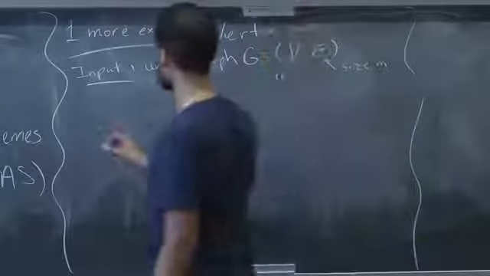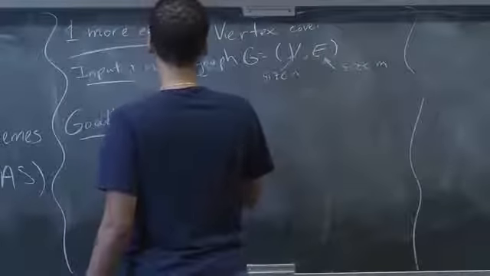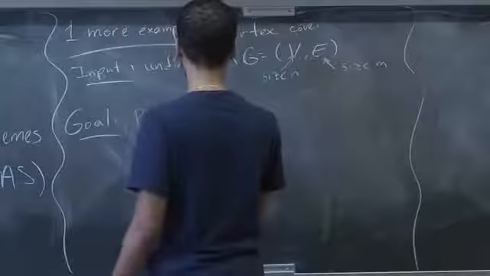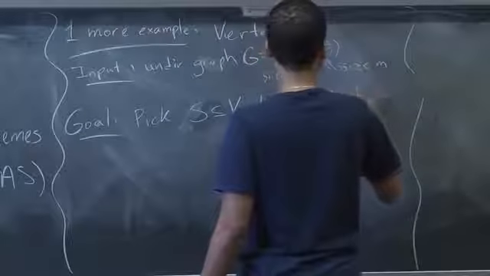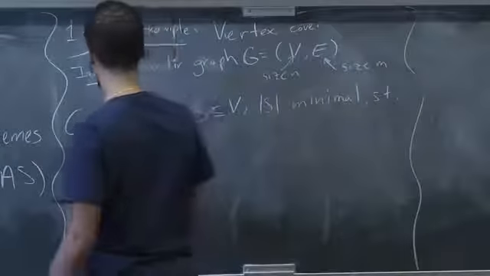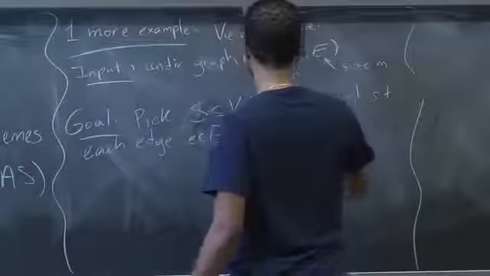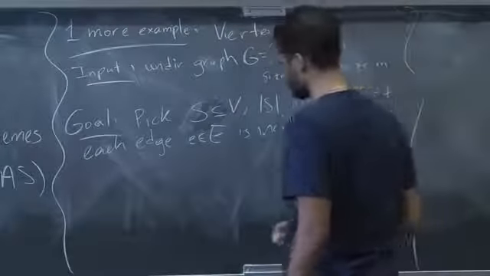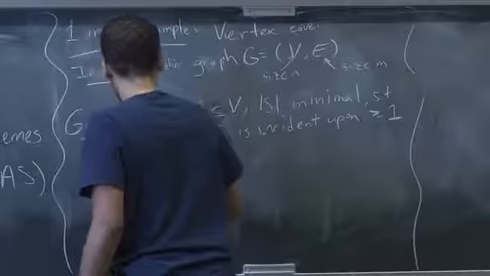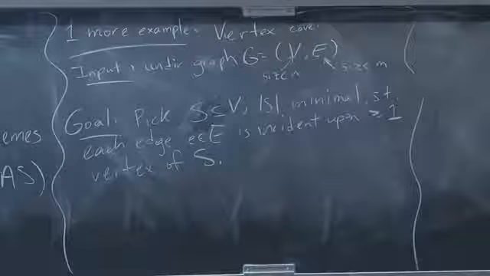And the goal is to pick a subset S of the vertices, as small as possible, such that each edge in E is incident upon at least one vertex of S.